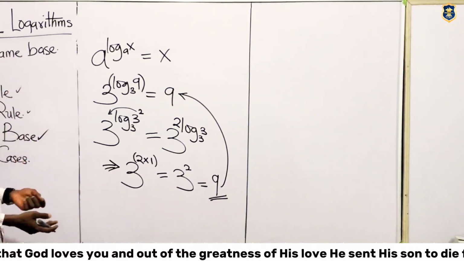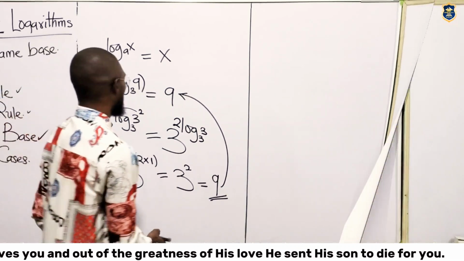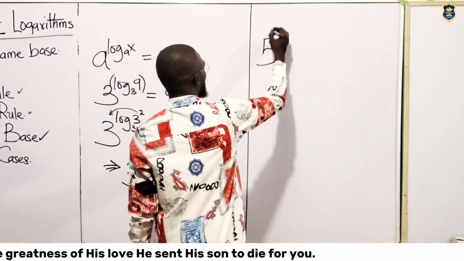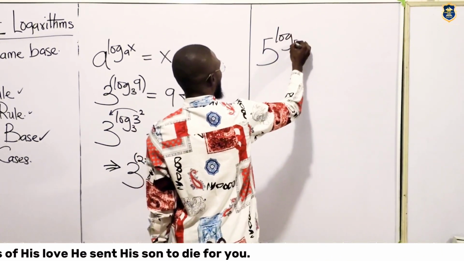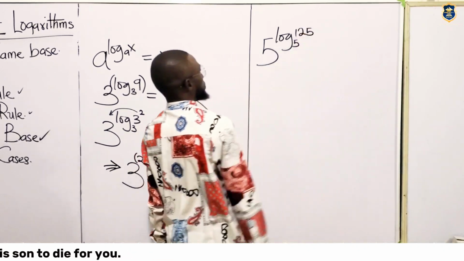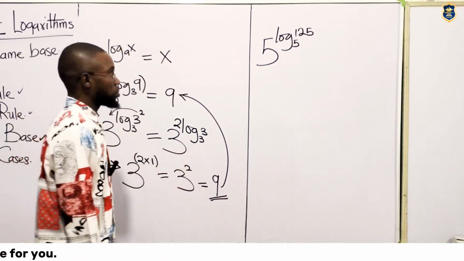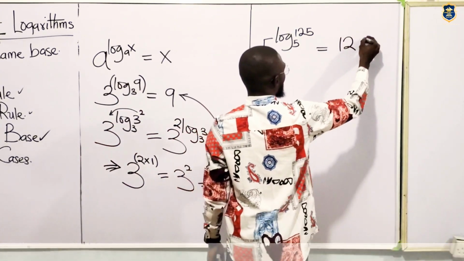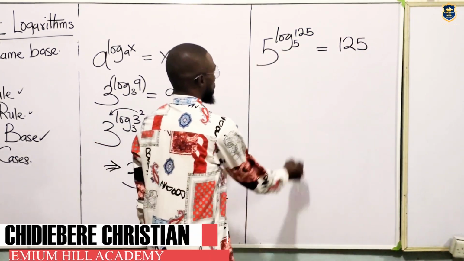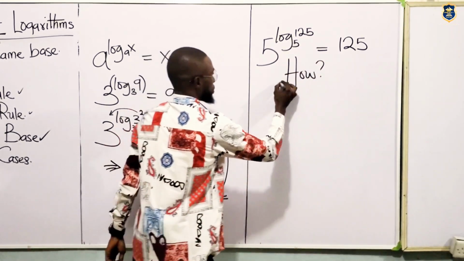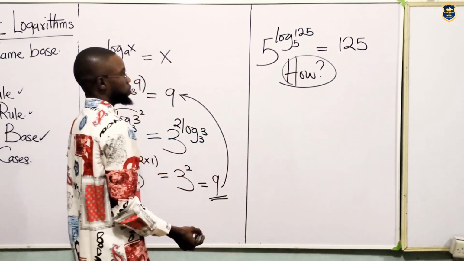Right? So let's try something else. Let's say we have 5 raised to the power of log base 5 of 125. What do you think the answer should be? Can you guess? Yes, the answer should be simply 125. That's what the answer is going to be. How? It's simple.